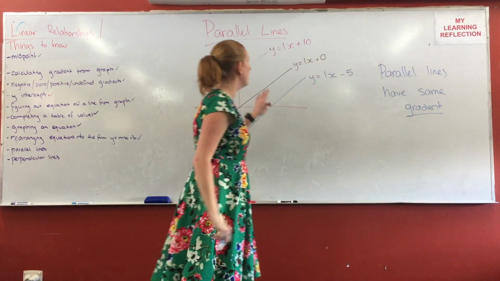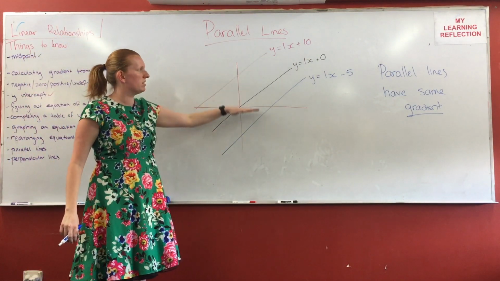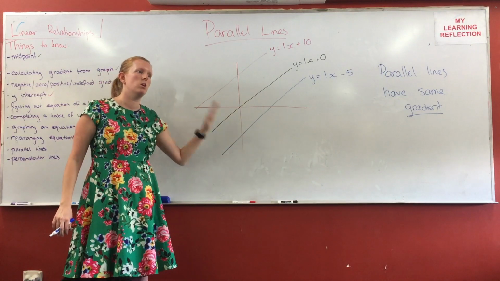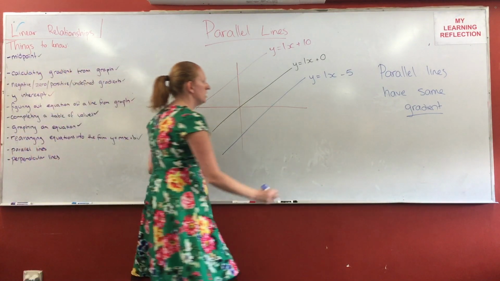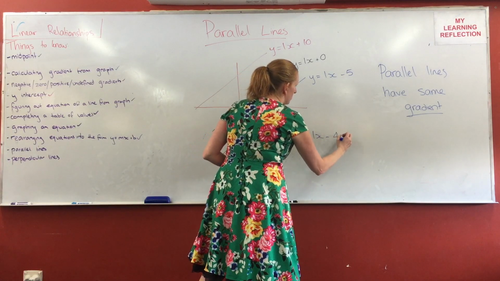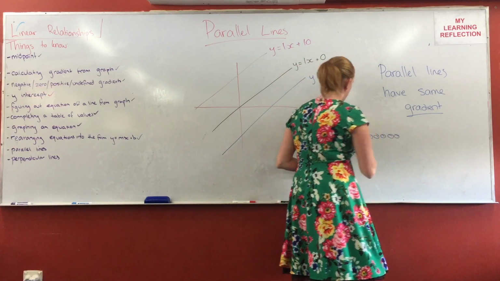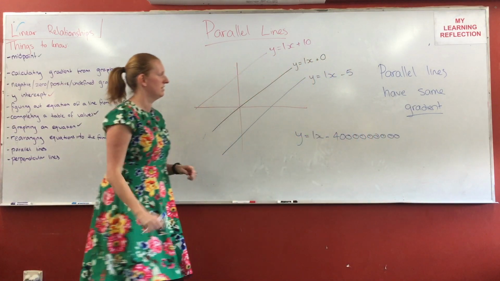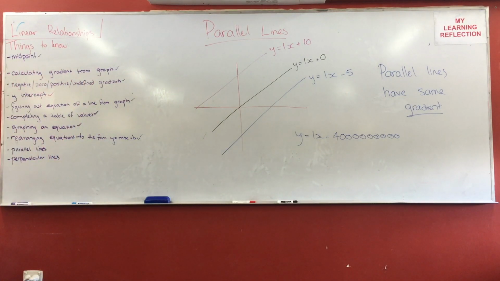So, parallel lines have the same gradient. The plus c on the end just moves the line up or down, but they will always stay parallel if they have the same gradient. So I could have a y equals 1x minus that number, and it would still be parallel because it has the same gradient.